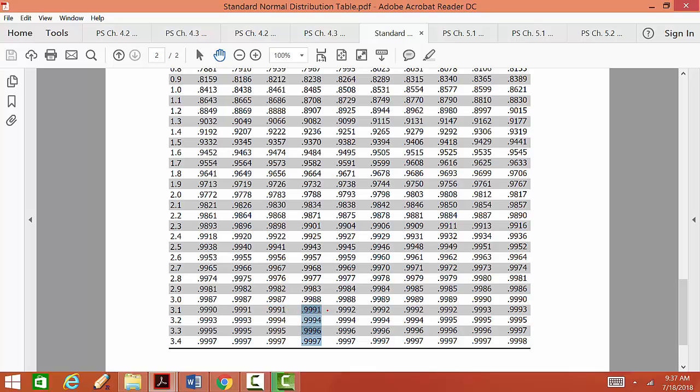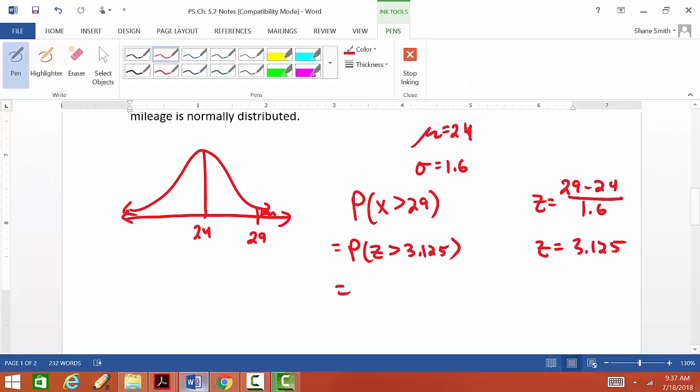0.9991 or 0.9991. So if I average 0.9991 and 0.9991, you get 0.9991. So there really is not much math there. So my answer is 0.9991, or is it? There's one more thing we have to do, and that is it's to the right. It's a greater than, so don't forget to subtract from 1. So this is my answer, which makes sense, right? Because this probability is very small.